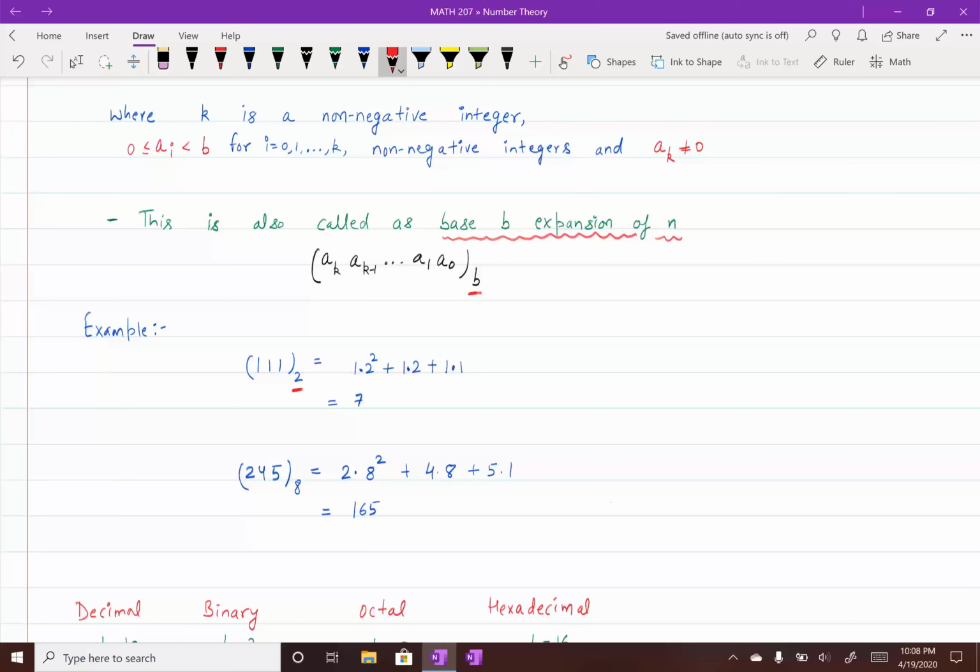Similarly, if you have 245 with the base 8, then a_0 will have the value 5, a_1 will have the value 4, and a_2 will have the value 2. So you can write the base 8 expansion of an integer n as 5 times 1 plus 4 times 8 to the power 1 plus 2 times 8 to the power 2. And if you simplify, that is equal to 165.